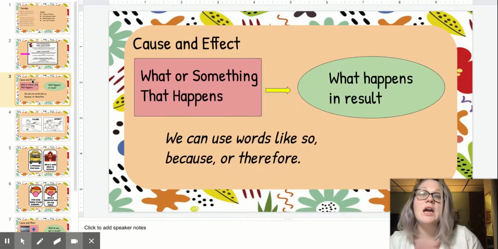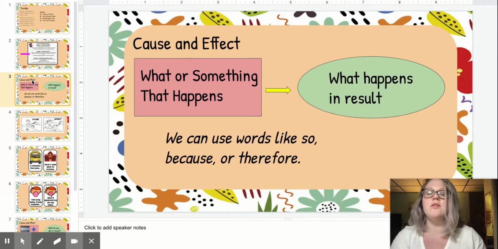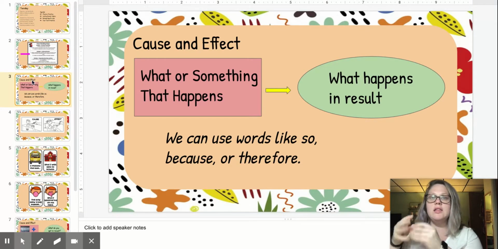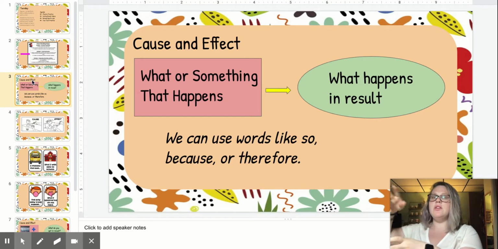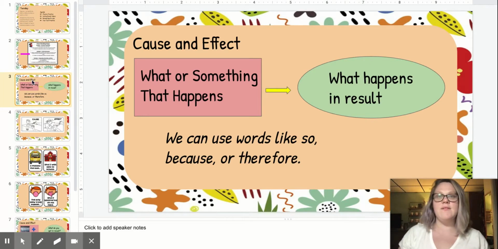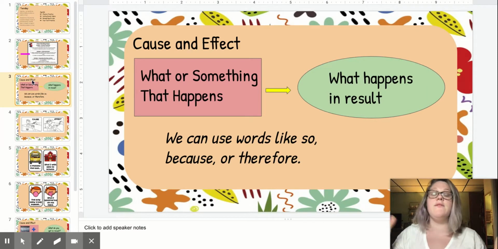So we are looking at cause and effect today, and cause and effect is when something happens and then what happens in result. So we're looking at one specific event in the story. I've been talking a lot in these videos about the important events in a story. So now we're taking it a step further. We're looking at those important events and we're seeing what happens because of that event. And when we do that, we call it cause and effect. There is a cause, the first event or the first thing that happens, and the effect. How does the story change, or how does the story continue because of this event?